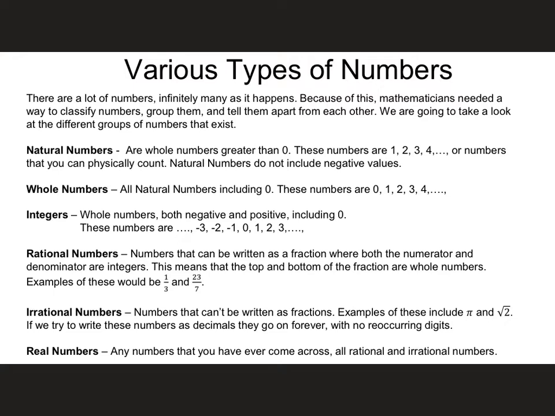As a reminder, if you look at the root word of rational, you'll see it says ratio. A ratio is simply a comparison of two numbers that can be written as a fraction. Irrational numbers, on the other hand, are numbers that cannot be written as a fraction. Examples of these would be pi and the square root of 2. If we try to write these numbers as decimals, they go on forever with no repeating digits.